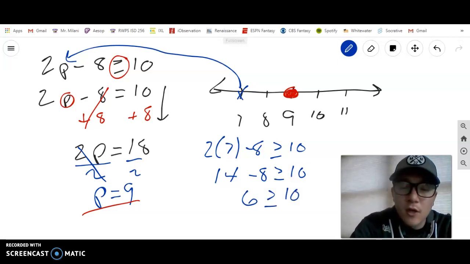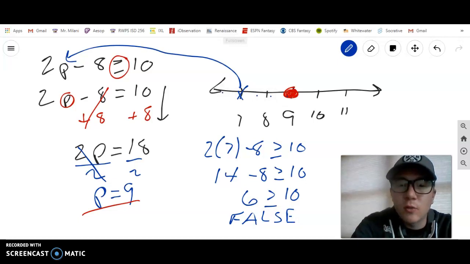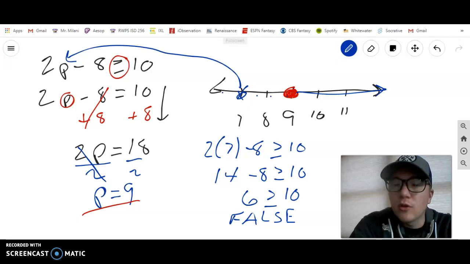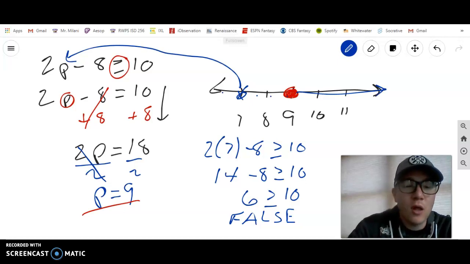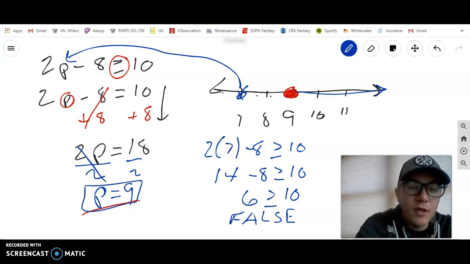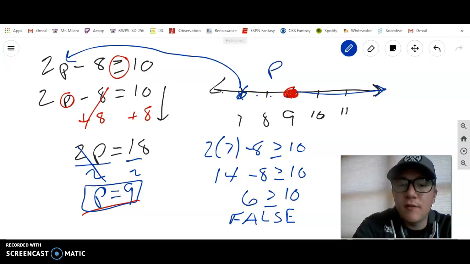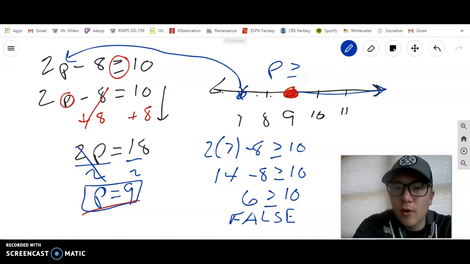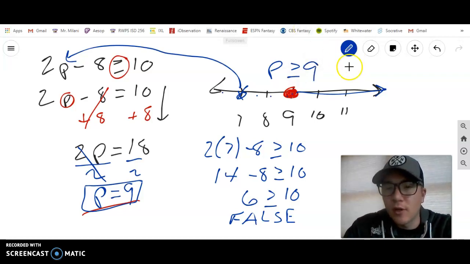No, it's not. So since that is false, since the number that we tried does not work, it is not a solution, then we are not going to shade this way because that point doesn't work. So our line is actually going to go to the right. So your final inequality from this p equals 9 is going to be p, and then since we're going to the right with a filled in circle, it's going to be greater than or equal to 9. So this should be refreshing our memory a little bit.